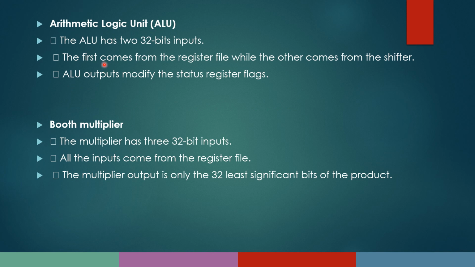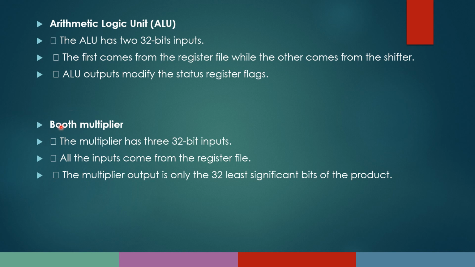Now next one, we have seen that there is an arithmetic logic unit which has two 32-bit inputs, that is via the A bus and B bus. It is getting 2 inputs. There is no need to explain this again, we have seen it in detail in the block diagram. While one input is coming directly, the other one is coming through the shifter. And the ALU output will modify the status register flags.